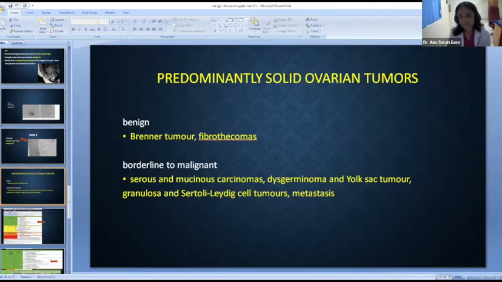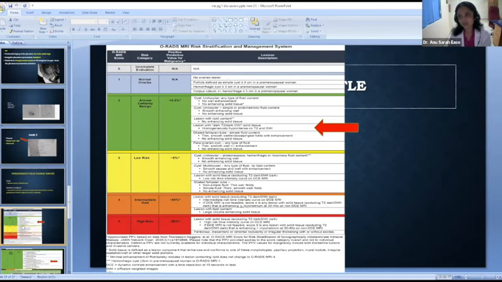By O-RADS, we can categorize the lesion, so that will help the clinician more in treatment and management of the patient. According to O-RADS, any lesion which is dark on T2 and diffusion weighted imaging and which is solid can be categorized as O-RADS 2. It can have mild enhancement, but still if it's dark on T2 and diffusion weighted, it can be categorized as O-RADS 2. And what all are the T2 dark ovarian lesions? Solid lesions. Fibromas, thecomas, fibrothecomas.